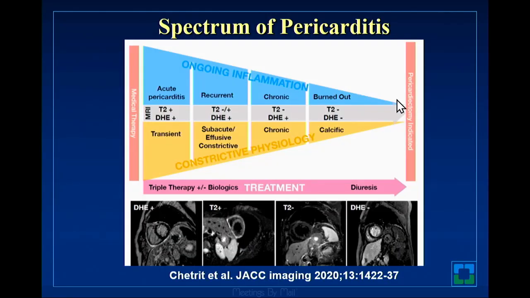When we look at pericarditis, you have to decide where you are on the spectrum, whether you have ongoing inflammation, what disease you have, acute or recurrent pericarditis or burnt out, and what type of constriction do you have, constrictive physiology? Is it transient, subacute, chronic, or calcific? And the imaging plays a major role when it's actively inflamed or burnt out.